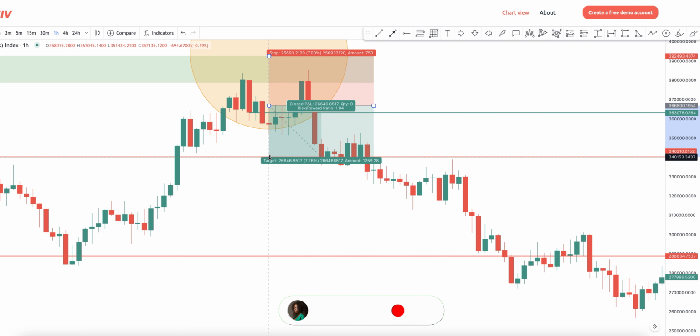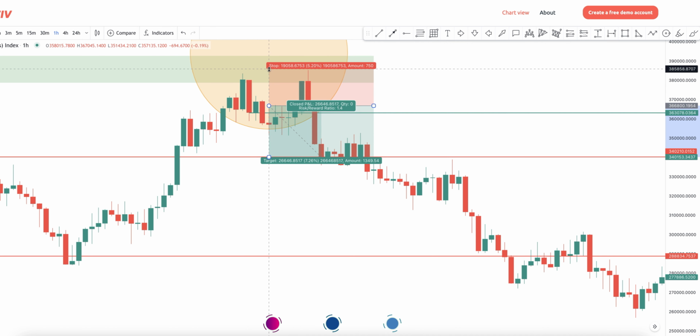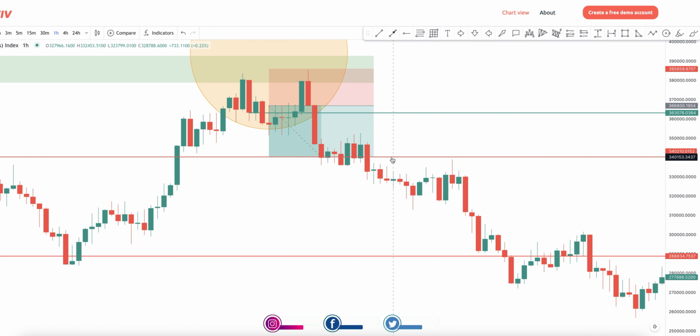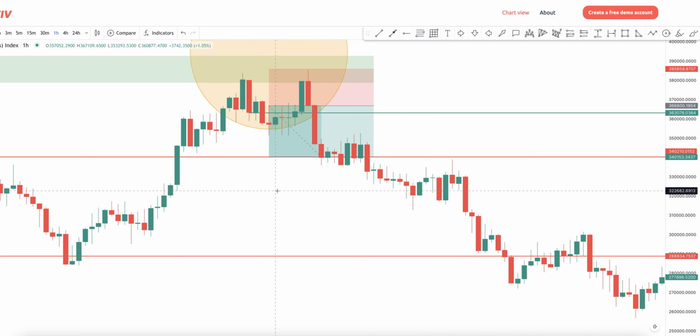Our take profit will be at the 50% level, and our stop loss a little above the previous high. So this is the previous high, and our stop loss will be a little above it. Our take profit is on the first 50%, so you can see how price dropped nicely into the first 50%.